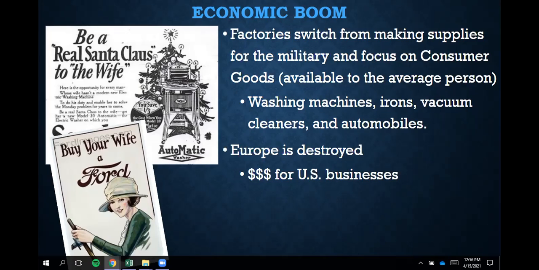Also, Europe is where this war was fought. And so Europe is like destroyed after World War I. And that means the United States can take advantage of that. And they can go make a lot of money in Europe because people there need stuff from America. Because they're not making washing machines and irons over in Europe.